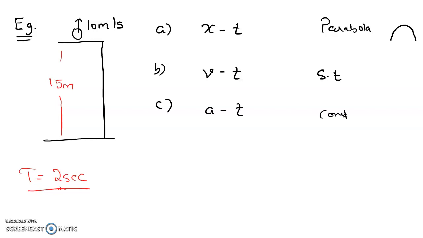So 2 seconds was the time of flight up to coming back to the tower, but it also goes downwards, crossing this 15 meter. Okay, so the motion is actually this way. It goes there and there.